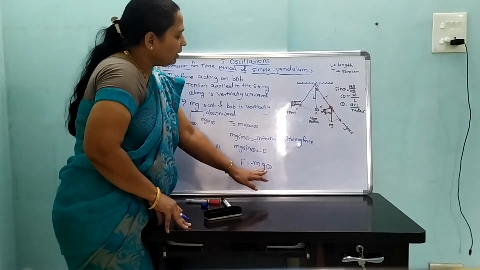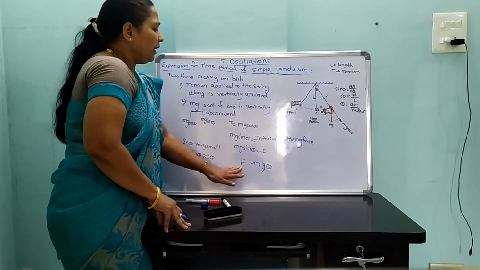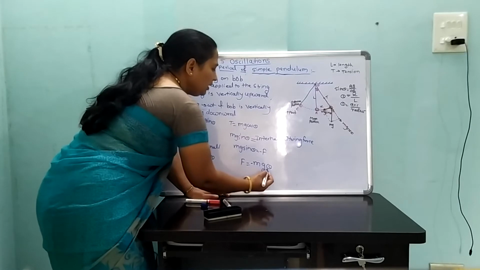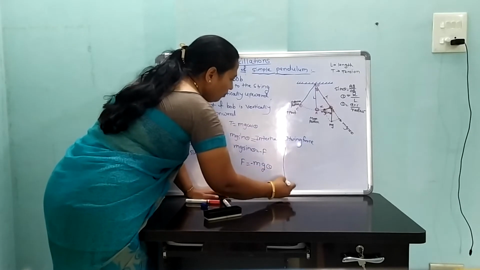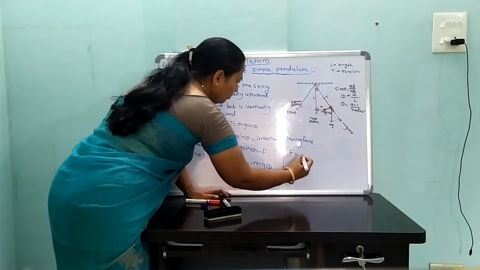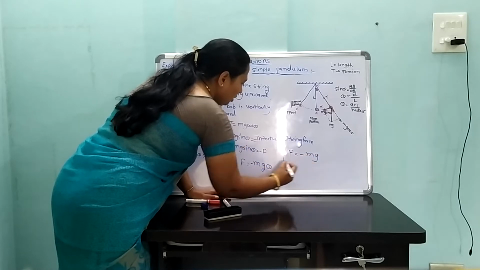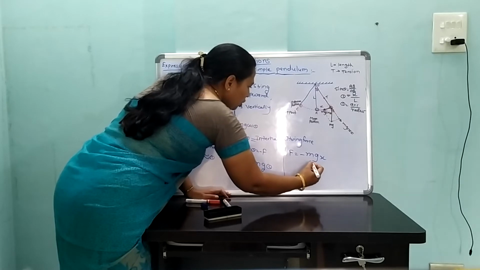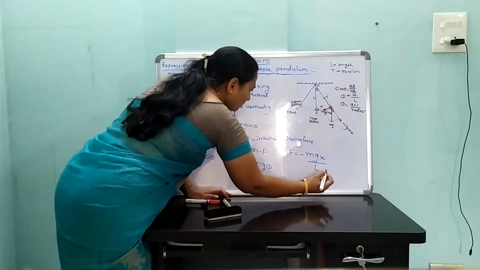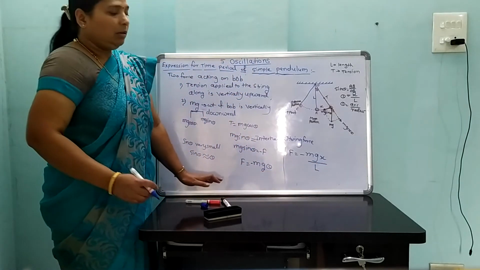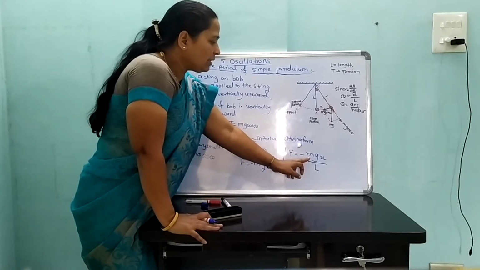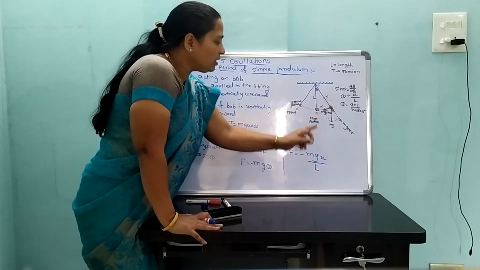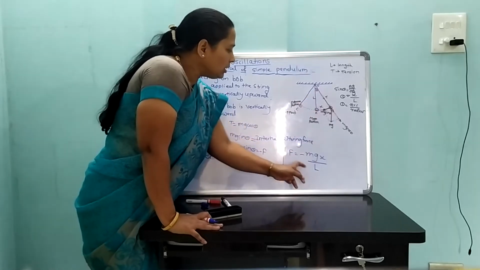Where F is equal to minus mg theta, and theta is equal to x upon L, we get the formula F is equal to minus mgx upon L. Here m is mass, g is acceleration due to gravity, and L is the length of the string. Both are constants.